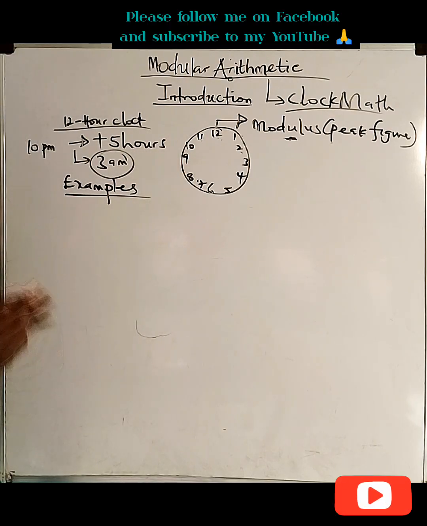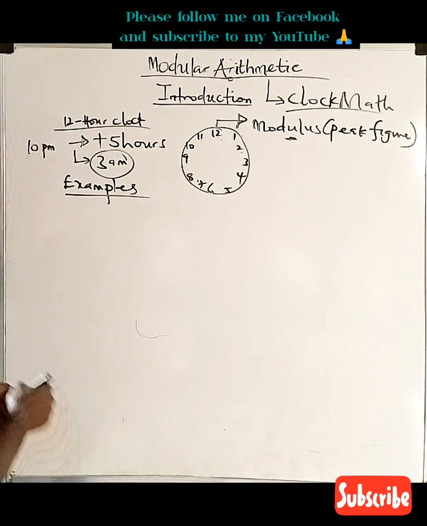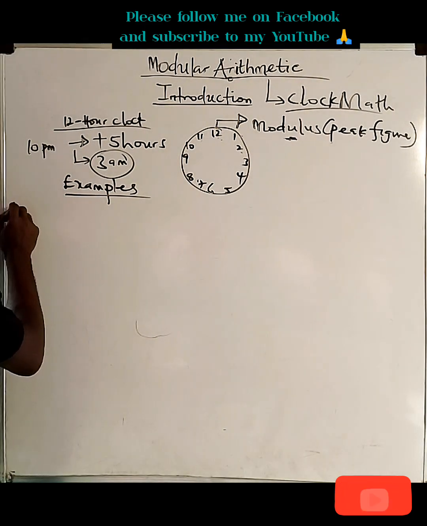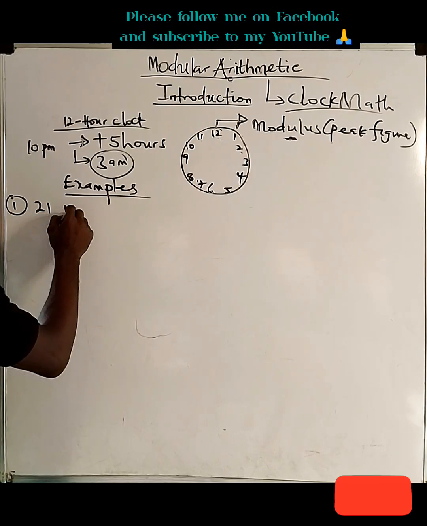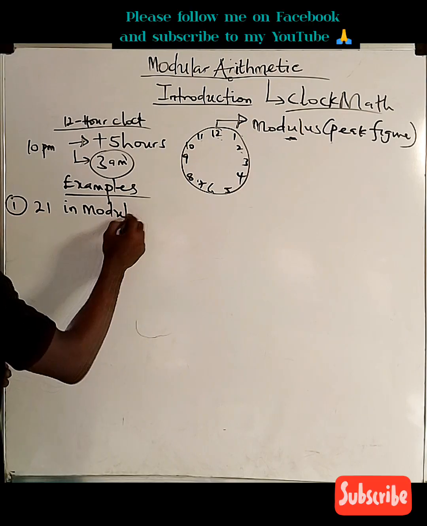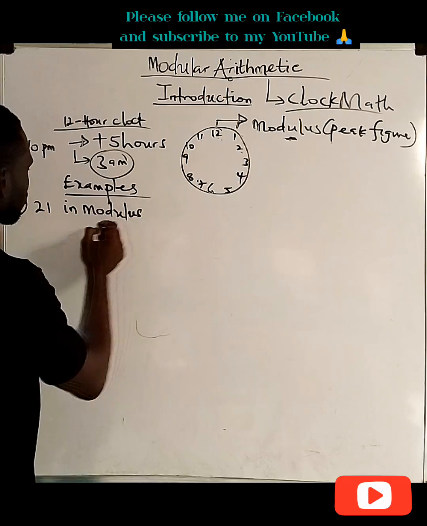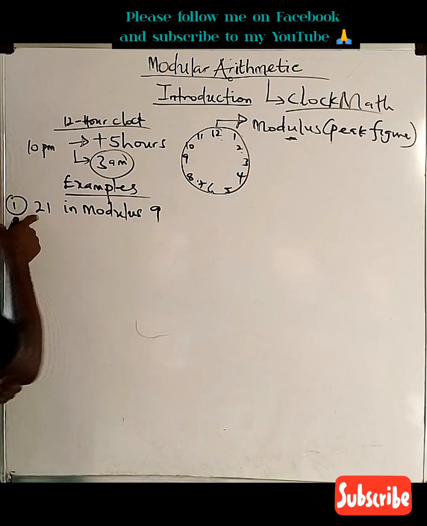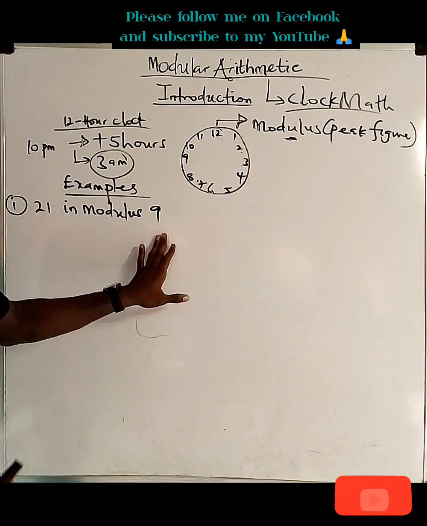So first of all, we're going to be looking at two things: both positive digits and negative digits. So for example, if I say 21 should be written in modulus 9. If we want 21 to be in modulus 9, that means 9 is a standard.